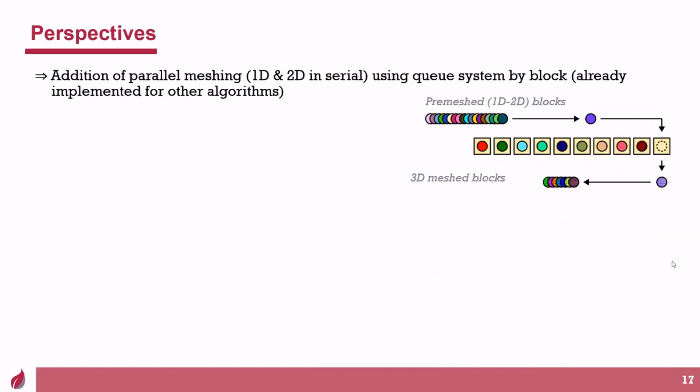Some perspectives: this is being implemented right now in Salome, to do the 1D and 2D meshing in serial and parallel meshing of the 3D elements. This is going to highly increase the speed of the code.